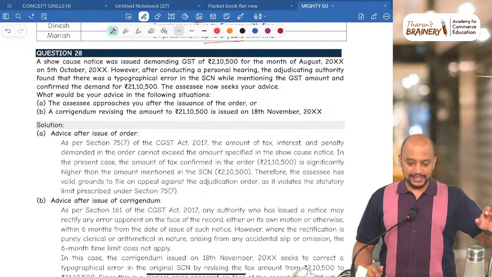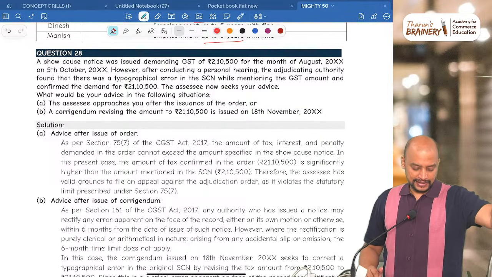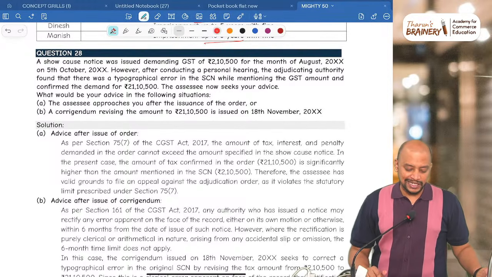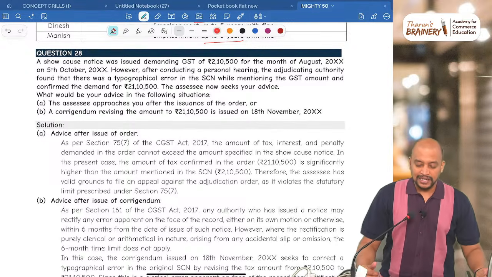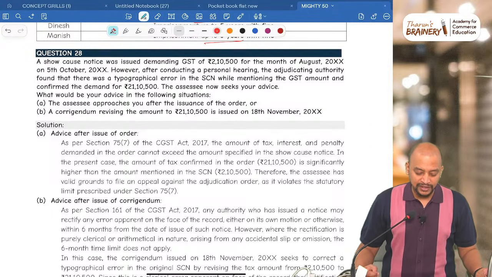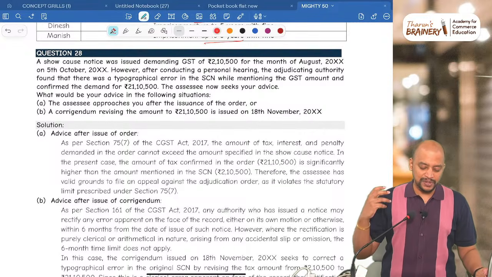Okay, we'll start. Question number 28. A show cause notice was issued demanding GST of 2,10,500 for the month of August 2000 on 5th October. However, after conducting a personal hearing, the adjudication authority found that there was a typographical error in the show cause notice while mentioning the GST amount and confirmed the demand for 21,10,500. The assessee now seeks your advice. What would your advice be in the following situations?